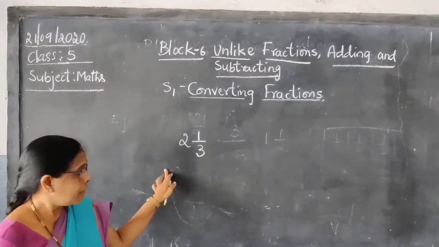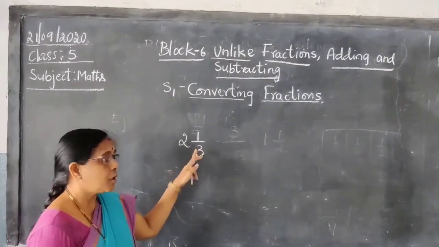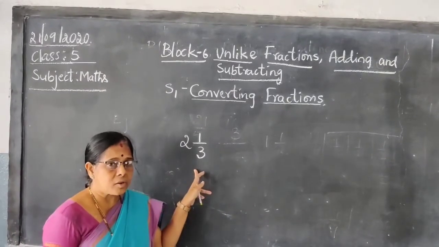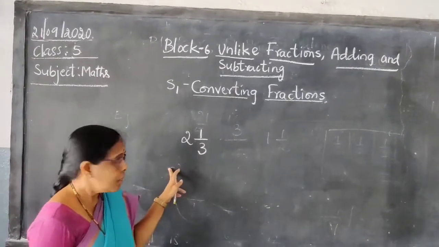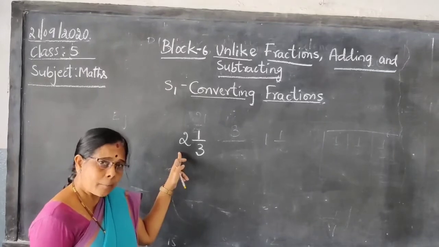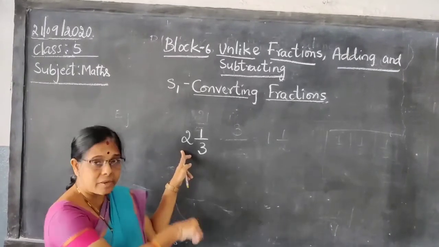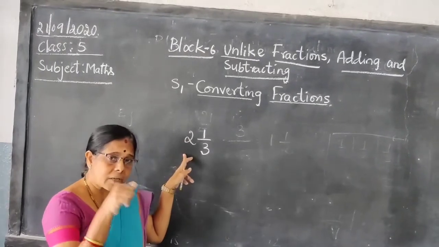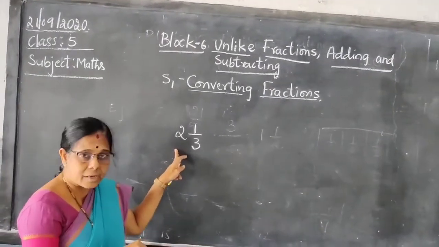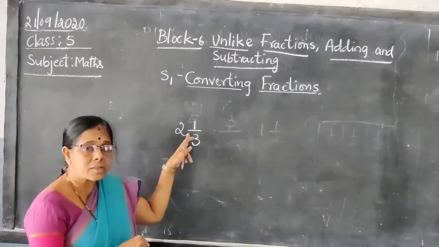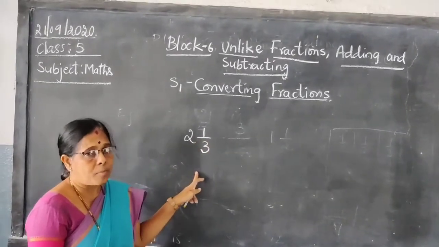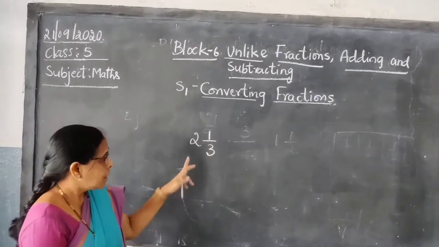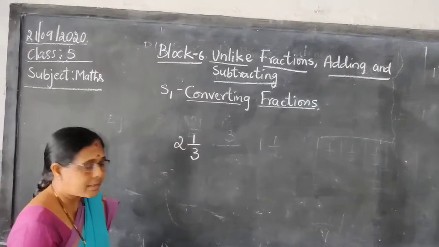Now we can convert mixed fraction into improper fraction also, children. Let us show you on board. See, this is which fraction? Mixed fraction. Before, first bit we learned about, second bit we learned about improper fraction converted into mixed fraction. Now I will show you mixed fraction converted into improper fraction. How we convert, children? Here 2 1 by 3 is there.